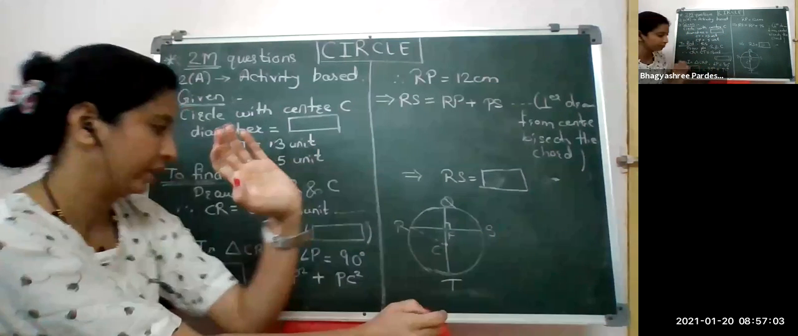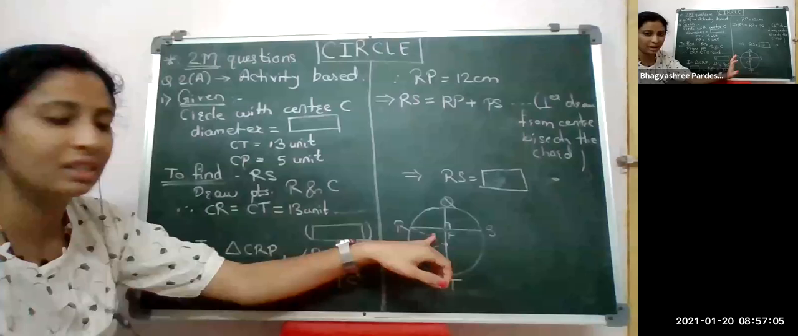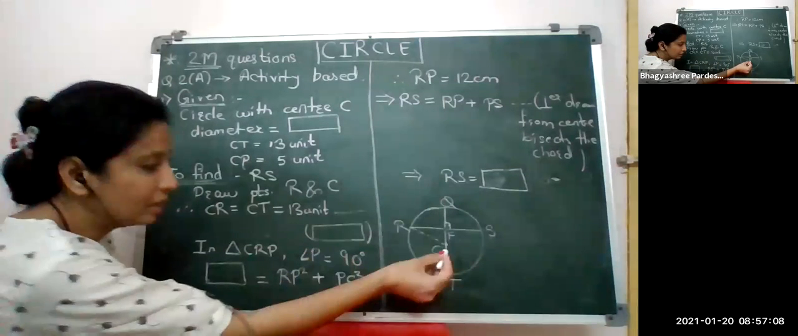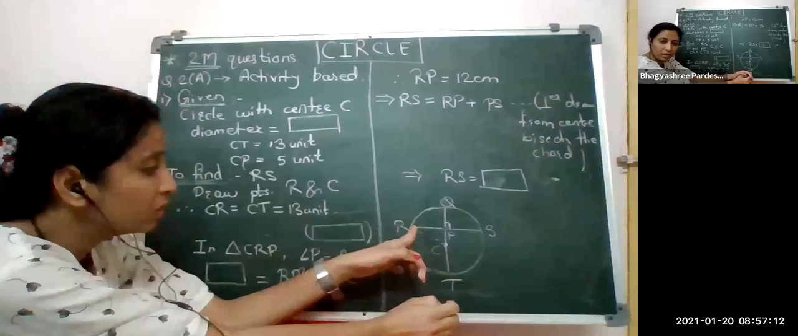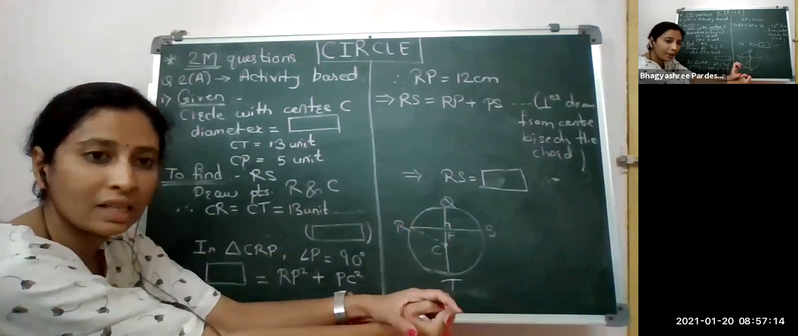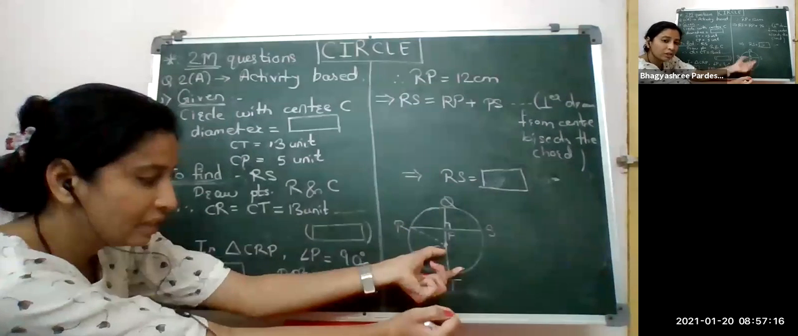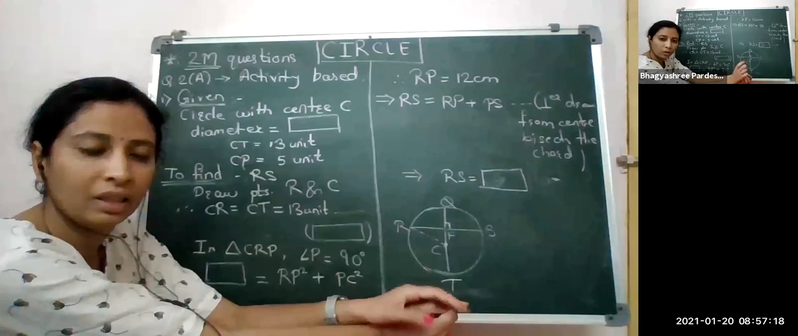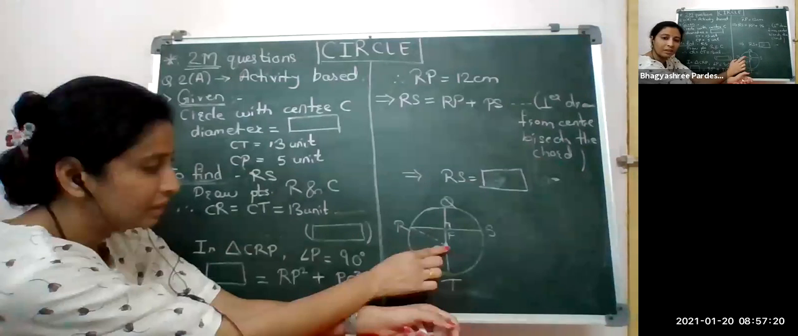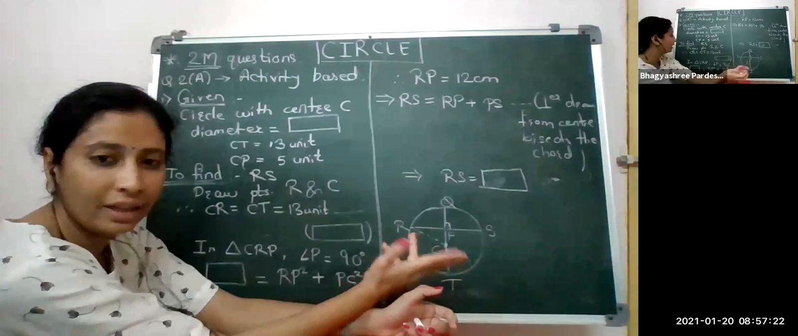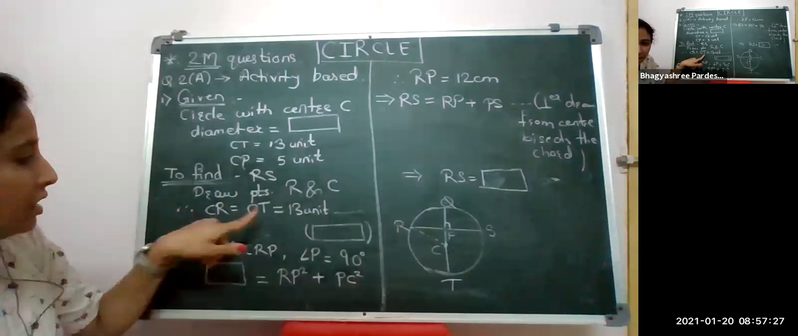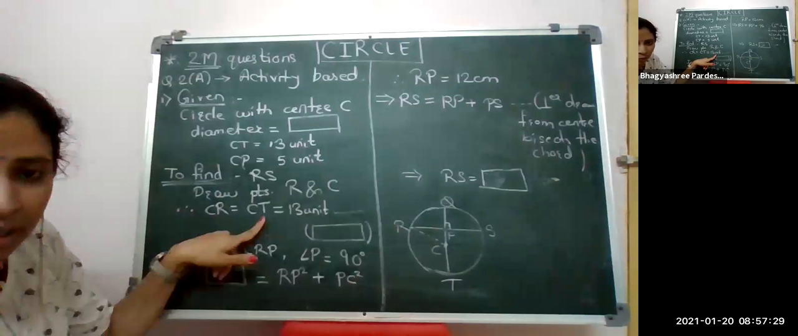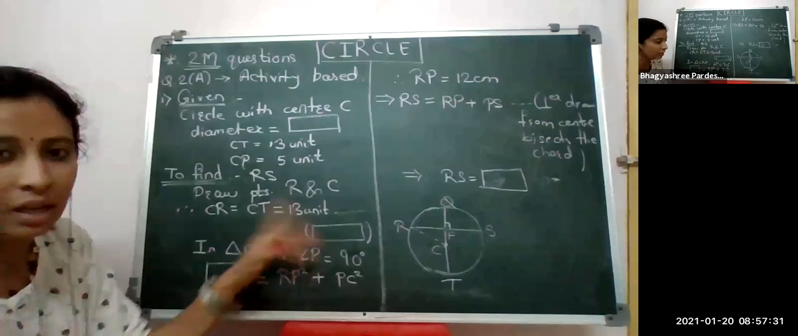So what we are going to do here is consider this triangle. In this triangle, we know the measurement of CT, but do we know RC? No, RC is not given, but CT is actually the radius of the circle, and RC is nothing but the radius also. So I can say here, CR is equal to CT is equal to 13, because this is the radius of the circle.